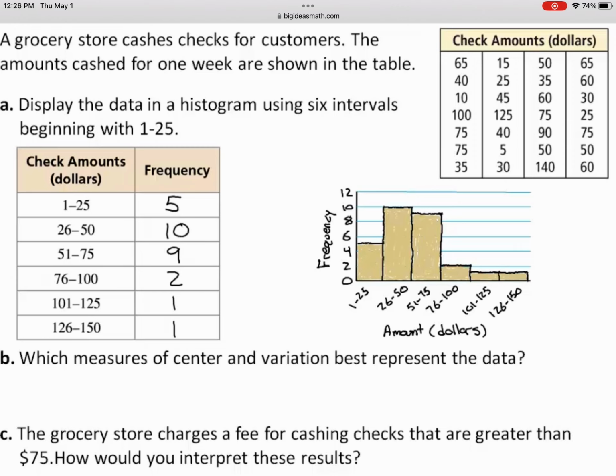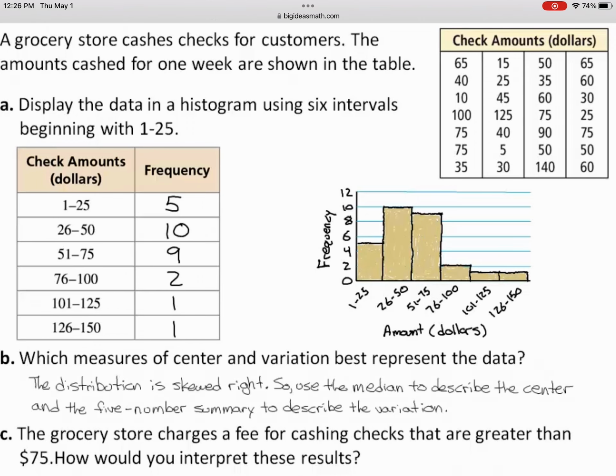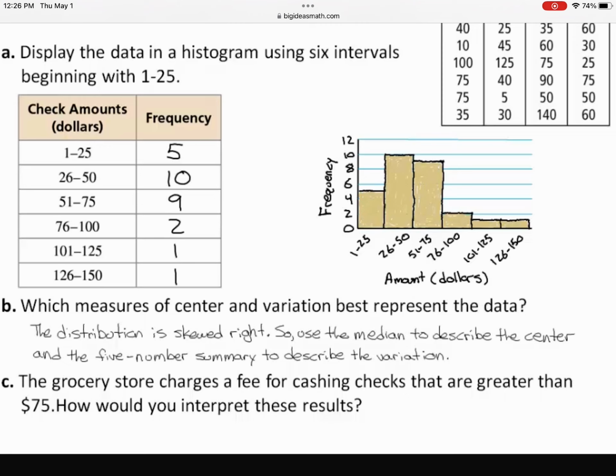Part B. Which measures of center and variation best represent the data? The distribution is skewed right, so use the median to describe the center and the 5-number summary to describe the variation. Part C. The grocery store charges a fee for cashing checks that are greater than $75. How would you interpret these results? Based on the results, most customers do not want to pay the fee.